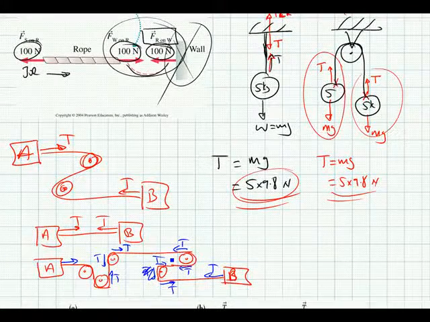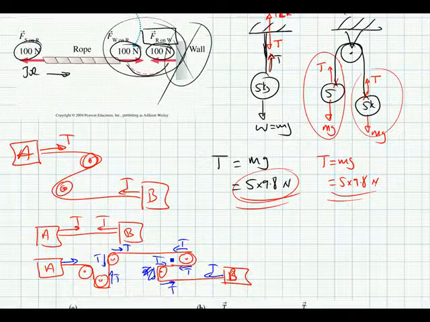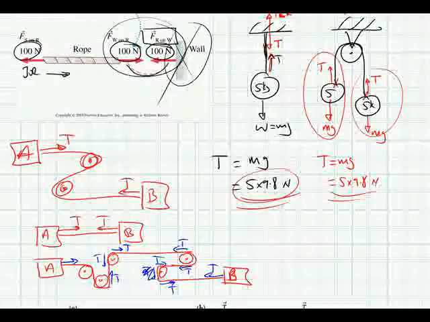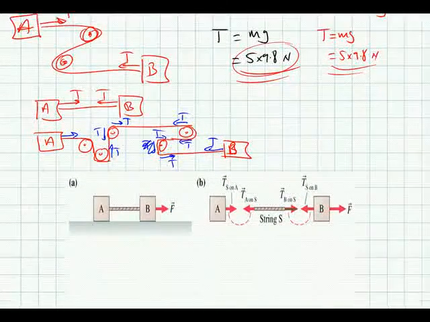So how a string meanders through with pulleys is irrelevant, so long as we have an equilibrium scenario, then the tension at either end is equal.